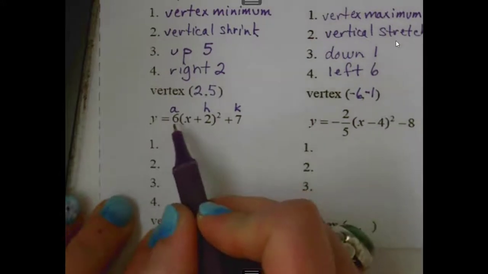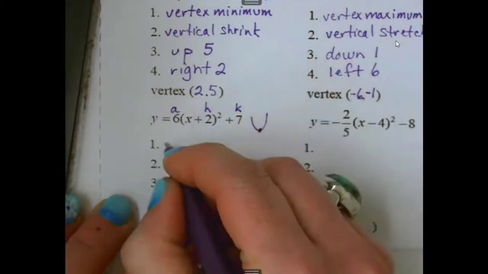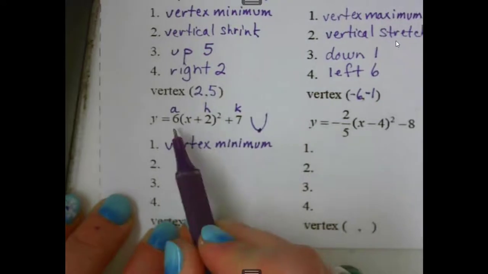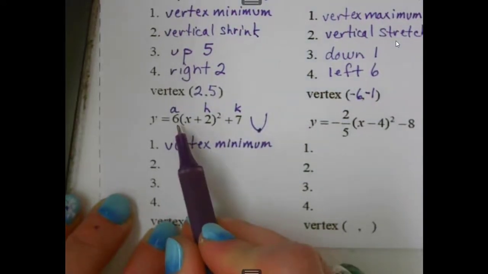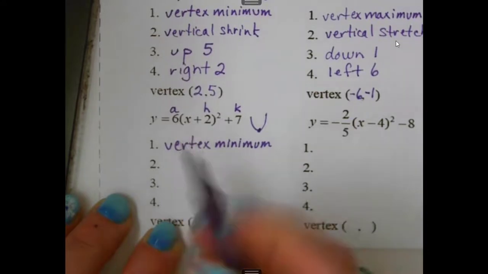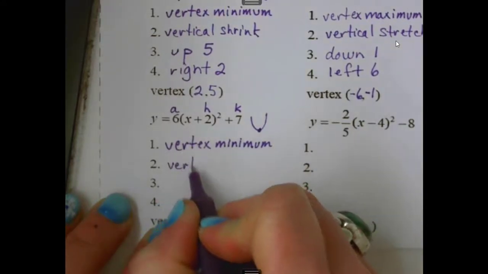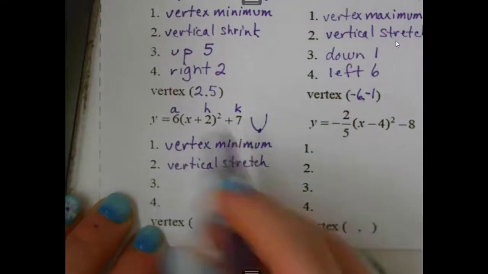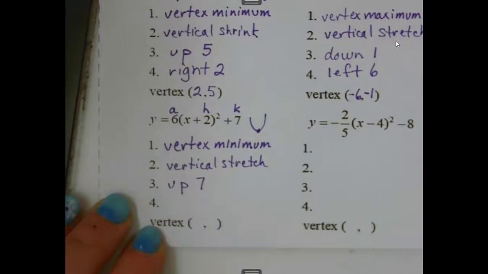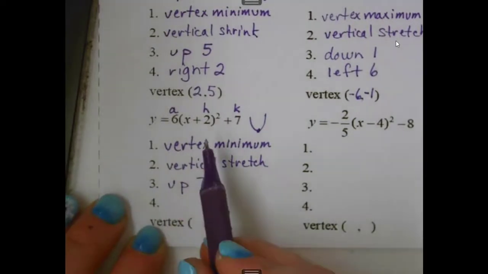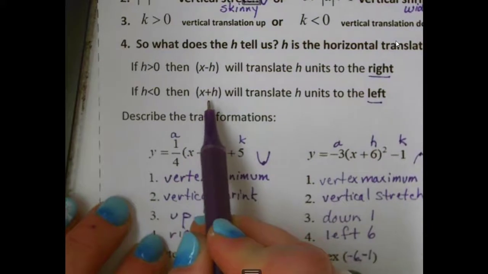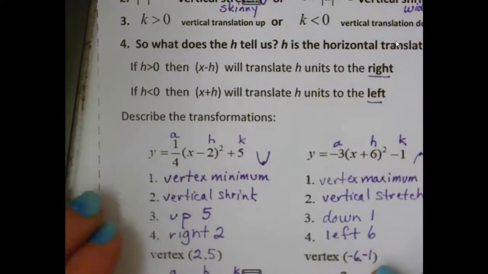A is +6. It's going to be a happy parabola. A is greater than 1, and so we know that's going to be a stretch. The constant is positive, up 7. And then the horizontal translation, x plus 2. Again, don't be shy about looking at your notes, okay? It fits this one. It's going to translate to the left 2.